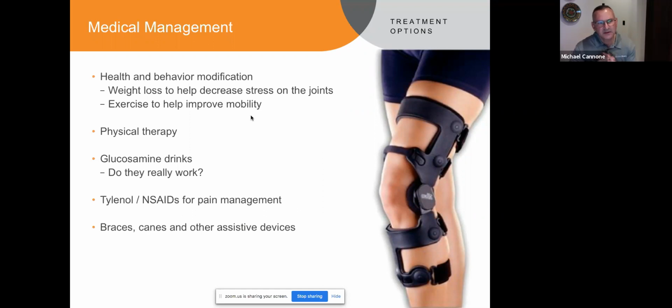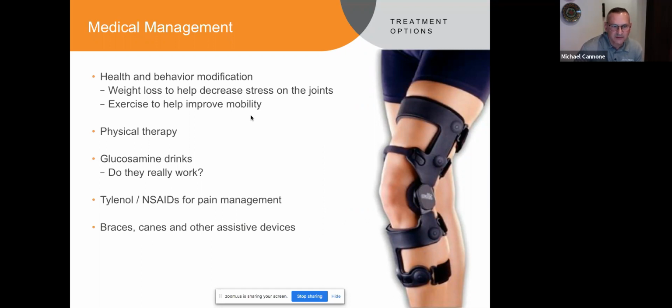Physical therapy can help with this also, strengthening and stretching the muscles in and around the joints. And then some people will come in and ask about glucosamine supplements and tablets and drinks and stuff like that. And I tell them simply that we really don't have any great studies out there that show a scientific basis for recommending glucosamine. But if it's something that you want to try, I recommend that you try it for 90 days, see if you notice a difference. And if you feel like you notice a difference, then continue to take it. If not, then don't waste your money on it.